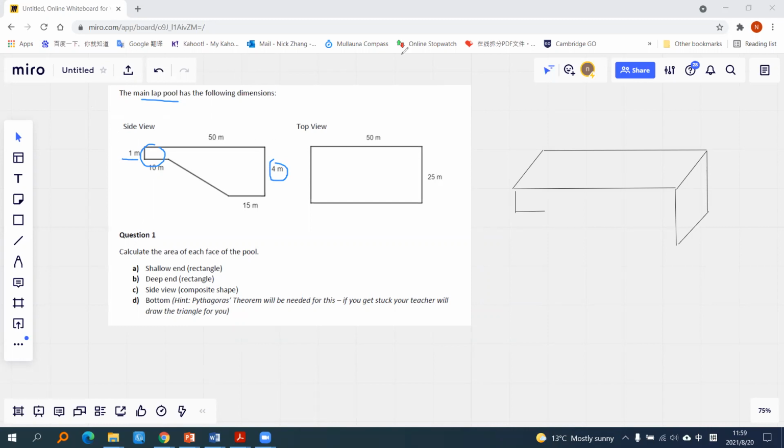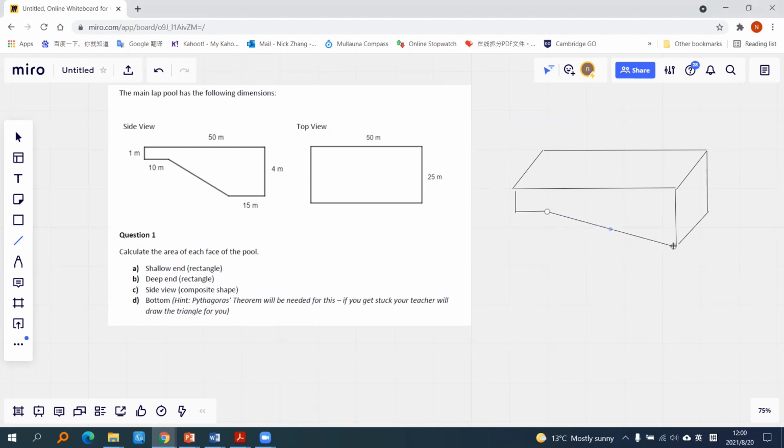And then this is a top view, which means we see the swimming pool from the top. From the top, you can say that's a rectangle, 50 meters times 25 meters. In order to help you better understand this project, I will try to draw a 3D model, a 3-dimensional model. Not too sure if this will work very well, but I will try my best.